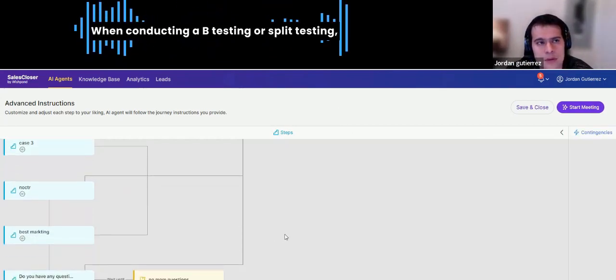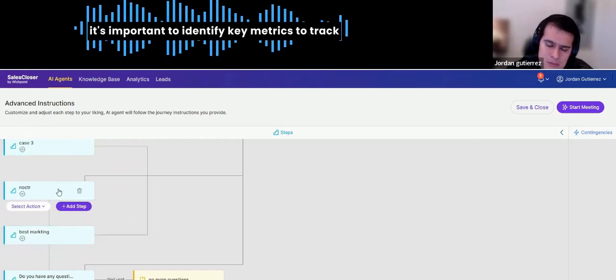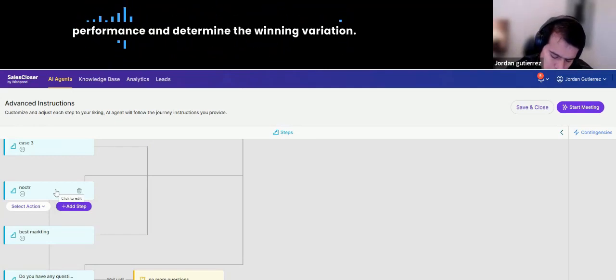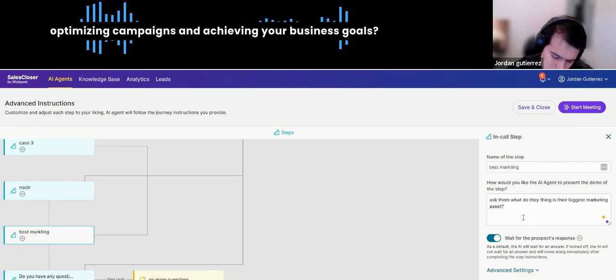When conducting A/B testing or split testing, it's important to identify key metrics to track performance and determine the winning variation. What do you consider to be your biggest marketing asset when it comes to optimizing campaigns and achieving your business goals?